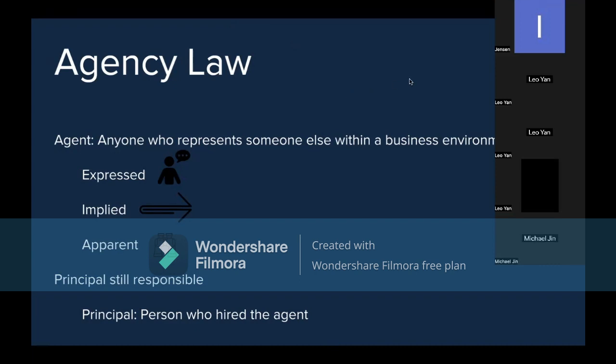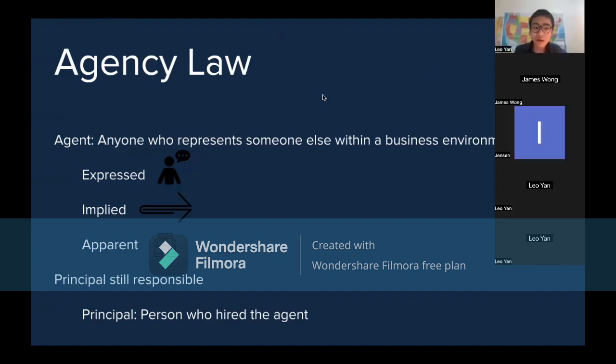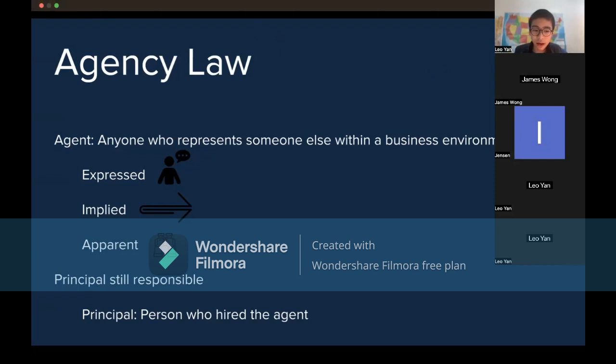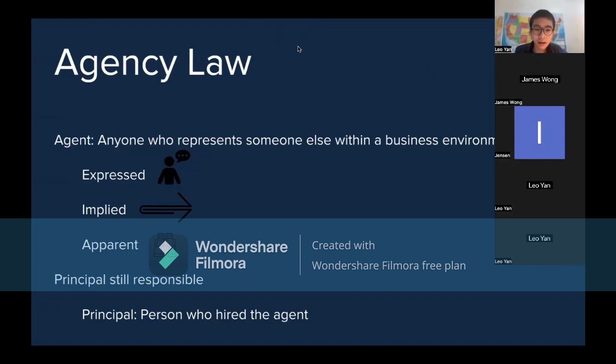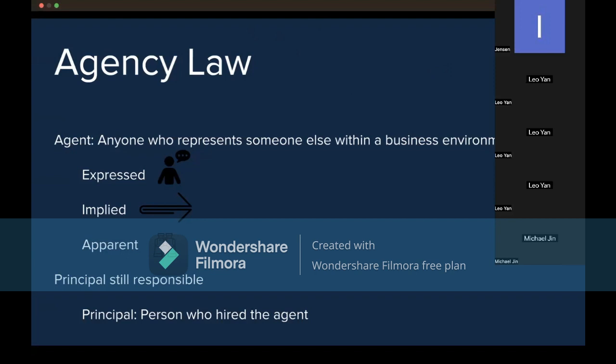One question that a lot of people ask is: if I hired an agent to do my work for me, would that person still be liable for the damage they caused if they did something criminal? Would they still be liable for what they did?